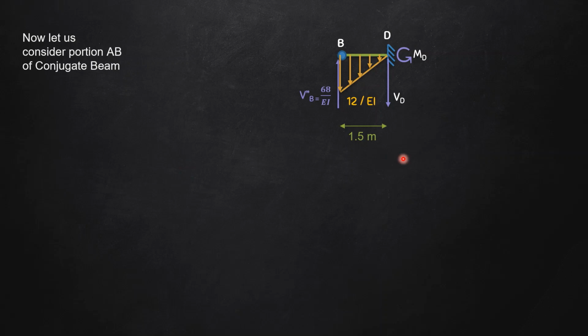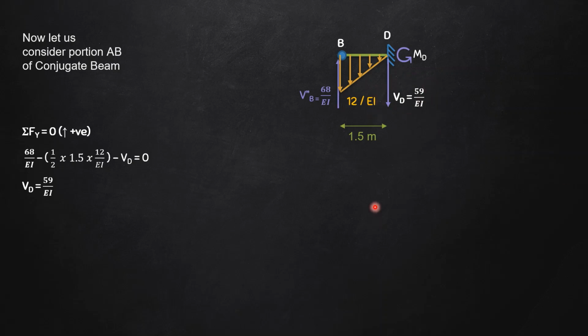All right, how to find out support reactions? Equations of equilibrium. So let's start. Summation of Fy is equal to 0, upwards as positive. So starting from left, I will have the upward force of 68 divided by EI, then minus of this triangular load, that is half into 1.5 into 12 divided by EI, and finally minus VD is equal to 0. If I solve this, I'll get VD is equal to 59 divided by EI, and since this is coming as positive, my chosen direction is correct. I can directly write here as 59 divided by EI.